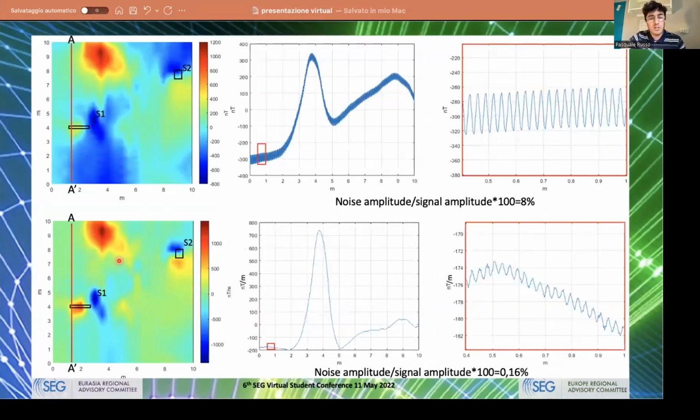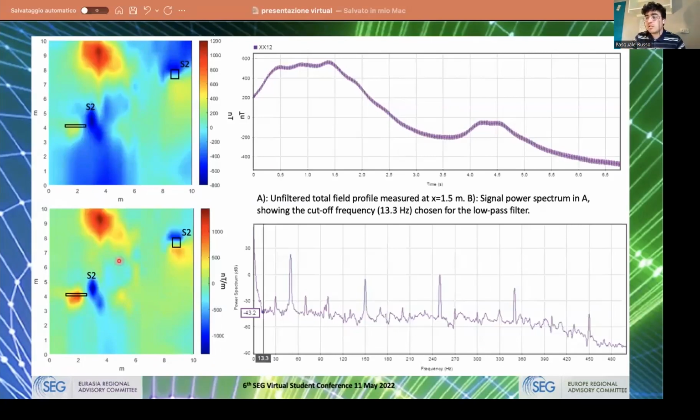If we switch between the slides, we see this is due to the automatic removal of most of the time varying signal obtained by the gradient. Indeed, the 50 Hz noise is greatly reduced by the vertical gradient.